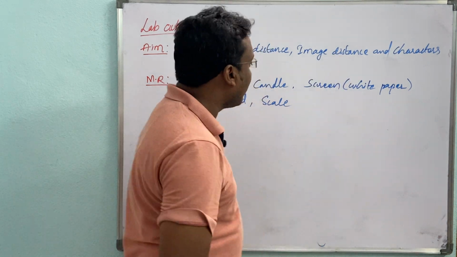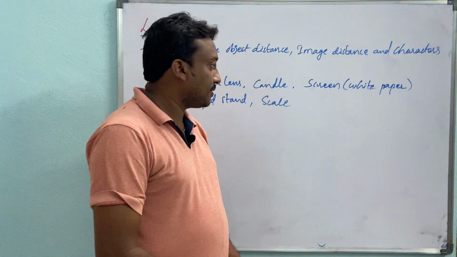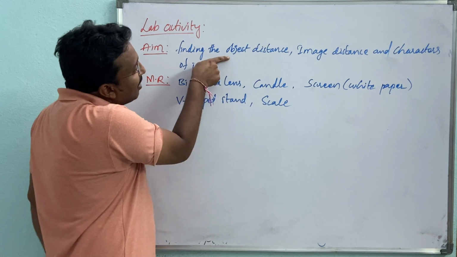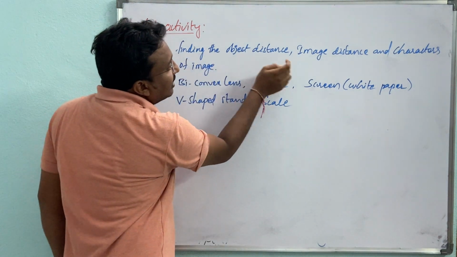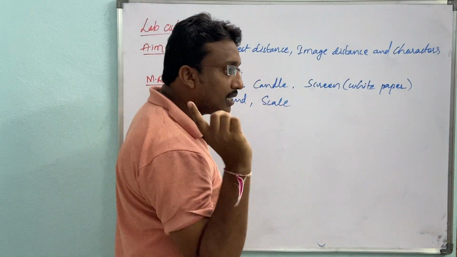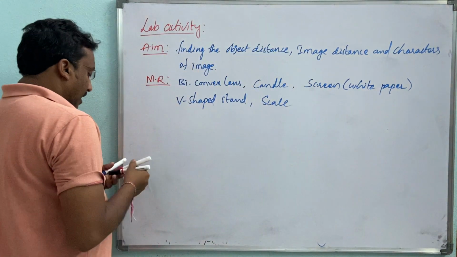Got it? Right? Then V-shaped stand is to fix the lens, right? And a scale. Here what is our aim? Finding the object distance, image distance. So with the help of the meter scale, we measure the distances. Got it? Right.